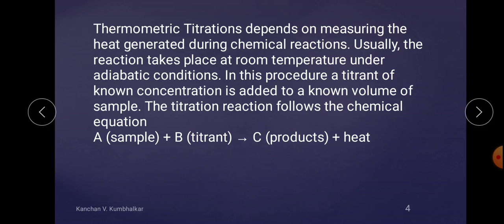Thermometric titrations depend on measuring the heat generated during chemical reactions. Usually, the reaction takes place at room temperature under adiabatic conditions. In this procedure, a titrant of known concentration is added to a known volume of sample. The titration reaction follows the chemical equation: A sample reacts with the B titrant, forming a product C and liberating heat.